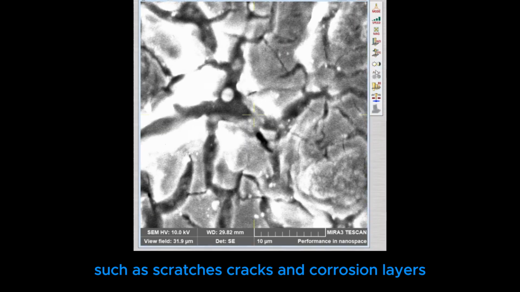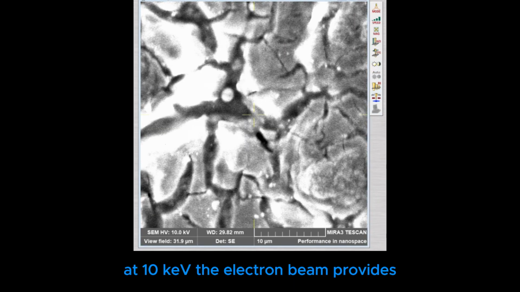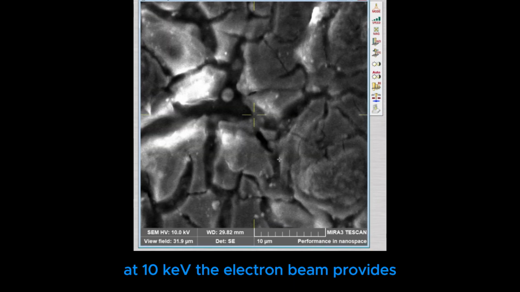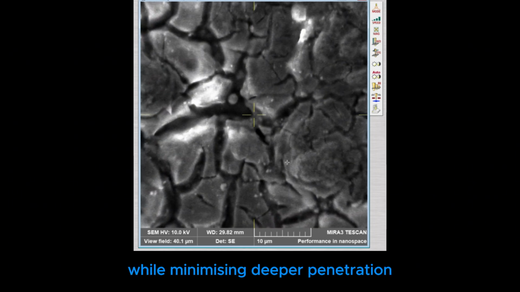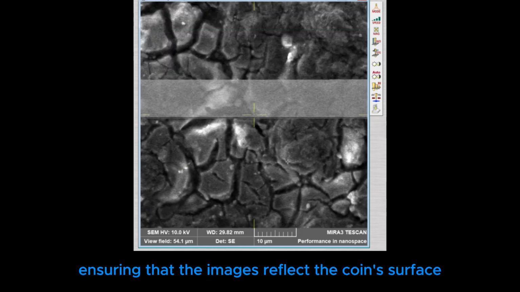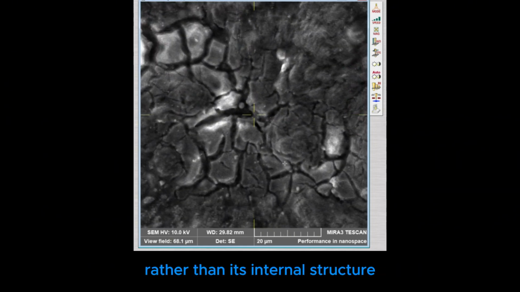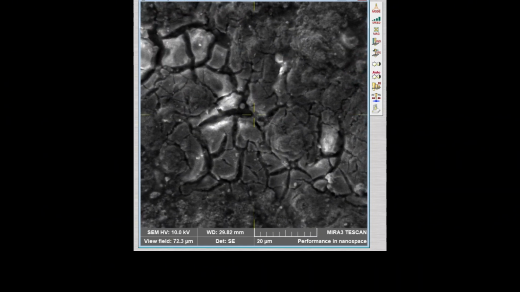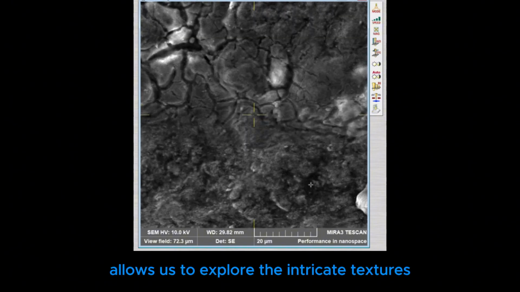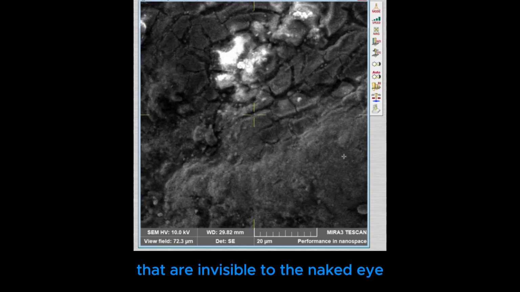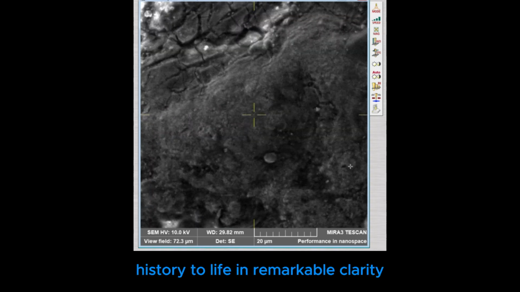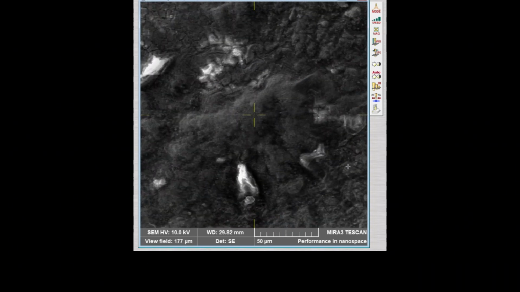The sensitivity of secondary electron detectors makes them ideal for visualizing fine surface features, such as scratches, cracks, and corrosion layers. At 10 keV, the electron beam provides enough energy to generate a strong secondary electron signal while minimizing deeper penetration, ensuring that the images reflect the coin's surface rather than its internal structure. This method allows us to explore the intricate textures and microscopic details that are invisible to the naked eye, bringing the coin's history to life in remarkable clarity.